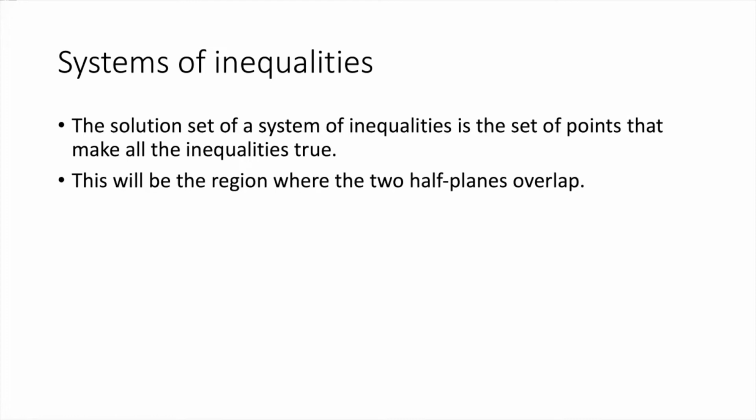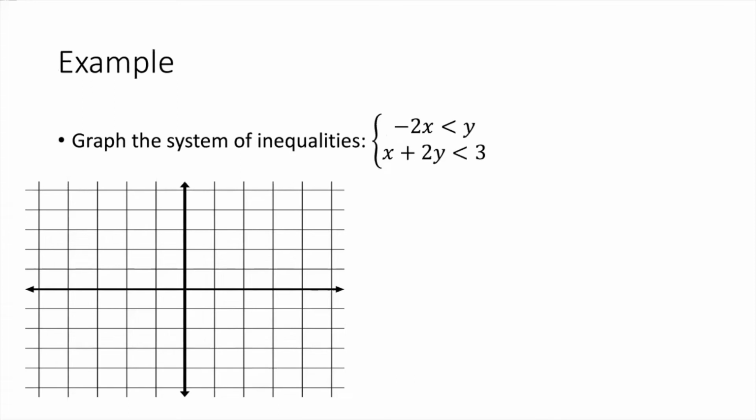All right, so in these examples, it'll just be two inequalities. So we'll just be looking for two overlapping half planes. All right, so the first example, we're going to graph the system of inequalities. Negative 2x is less than y, and x plus 2y is less than 3. So let's go over to the tablet.